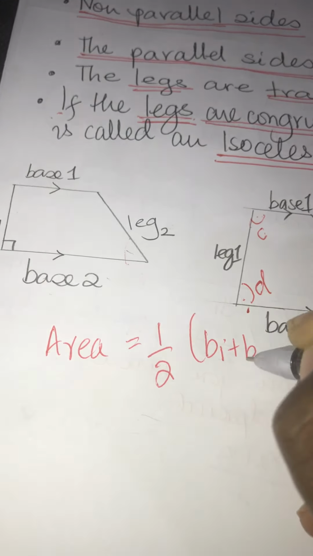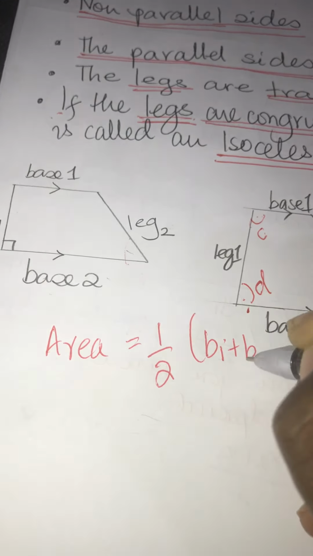And if you want to find the perimeter, you add all the sides. So perimeter equals leg 1 plus leg 2 plus base 1 plus base 2. If you add all these four values, it gives you the perimeter. For the area, first you add base 1 and base 2, then multiply by the height, and then multiply by 1/2.